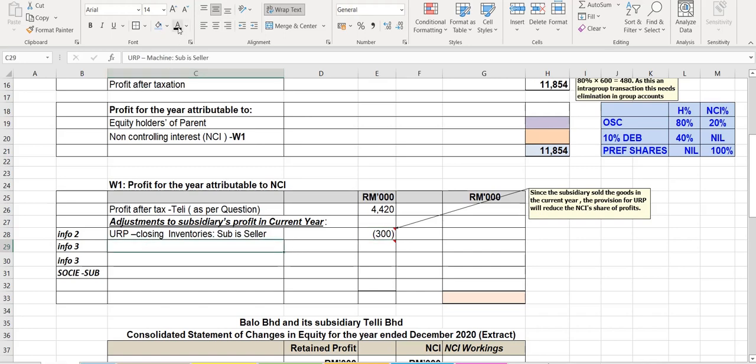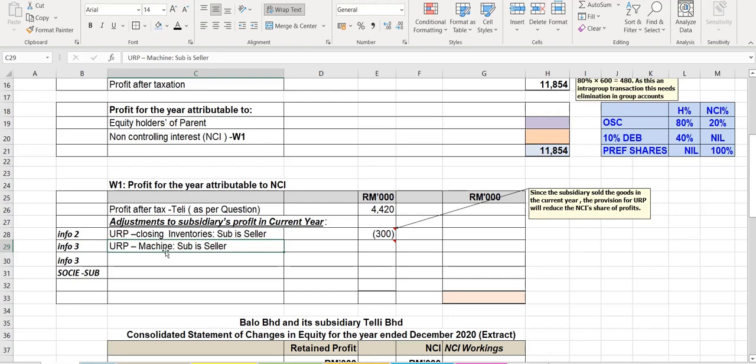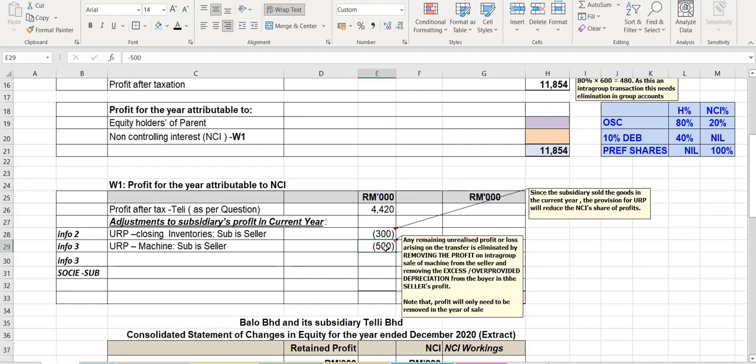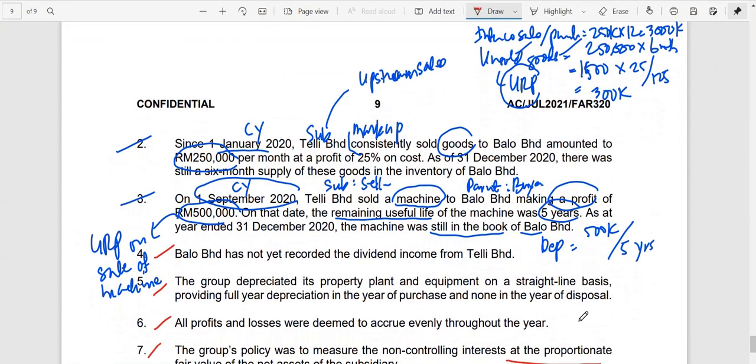The second one is the unrealized profit coming from sale of machine. Remember, if you can recall again, the seller is the subsidiary for both the inventories and machine. Earlier on we have already calculated the over provision of depreciation, but this one is the unrealized profit on the sale of machine. So any remaining unrealized profit or loss arising on the transfer will be eliminated. We will remove it from the profit of the seller, and also we need to remove the excess depreciation, the over provided depreciation of machine that was already calculated. That was 100, and we have done it here, this 100 that we earlier calculated.